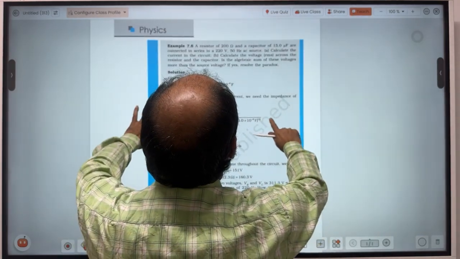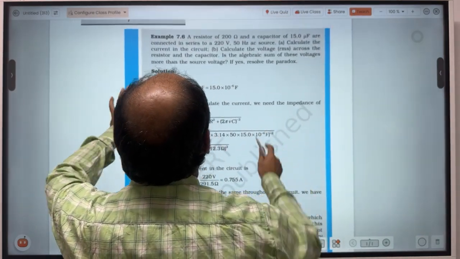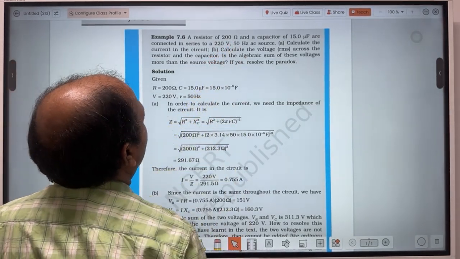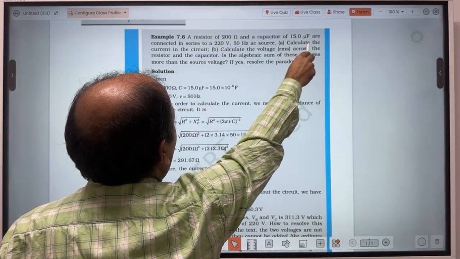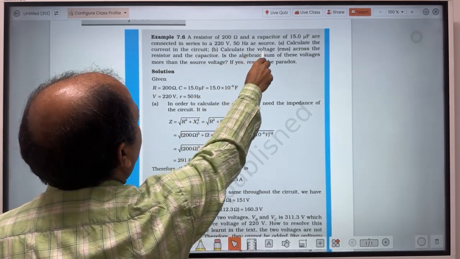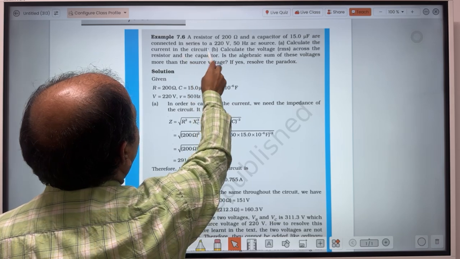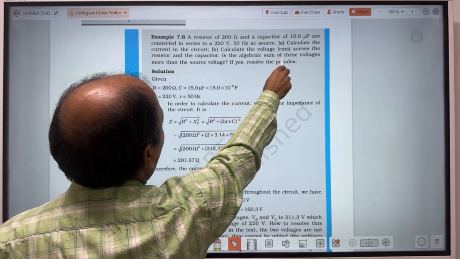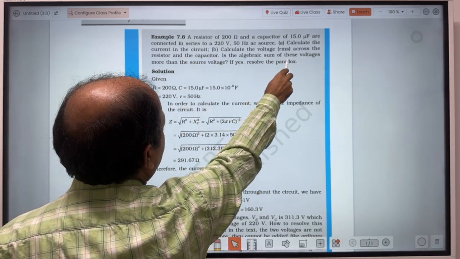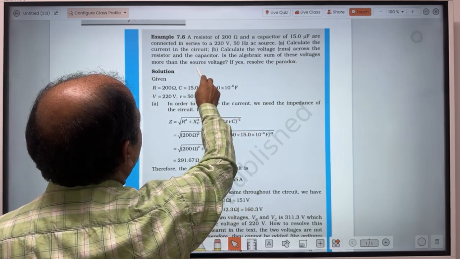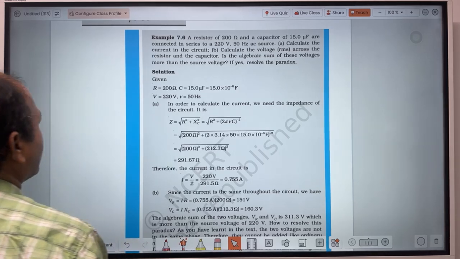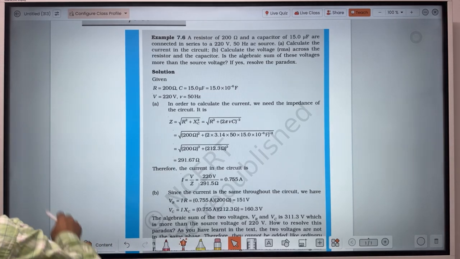Now we are going to see one example. A resistor of 200 ohm and a capacitor of 15 microfarad are connected in series to a 220 volt, 50 hertz AC source. Calculate the current in the circuit. Calculate the voltage across the resistor and the capacitor. Is the algebraic sum of these voltages more than the source voltage? If yes, resolve the paradox. This is one important question.